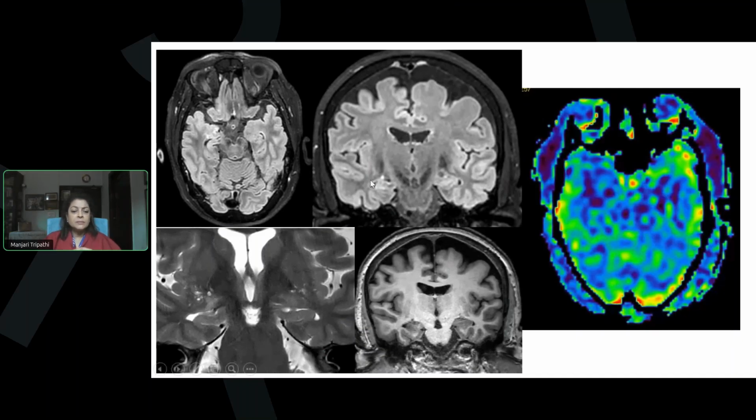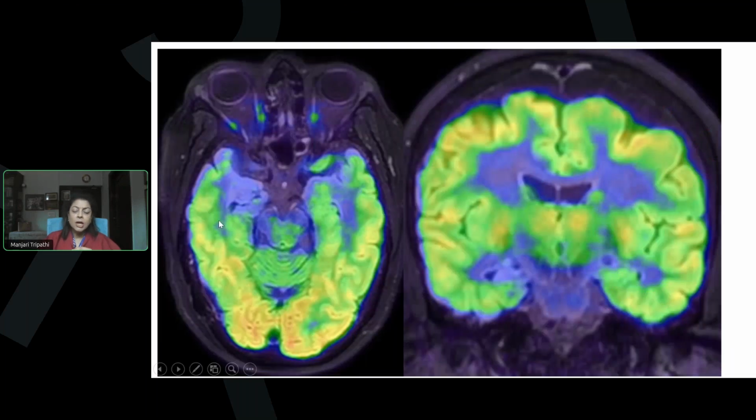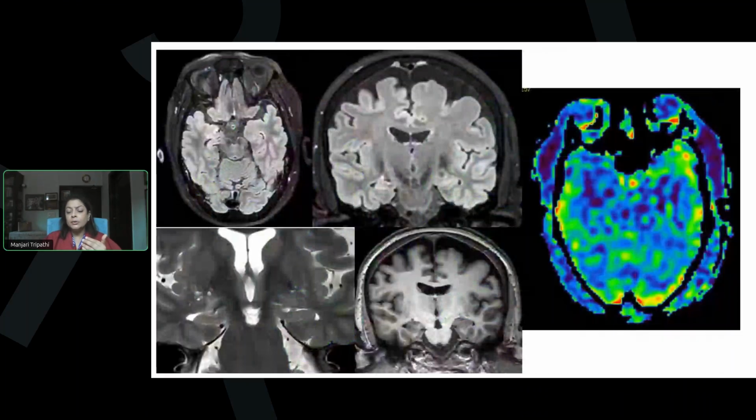But structurally, the hippocampus looks pretty much okay. But when you look at the ASL, there is a hypoperfusion in the left temporal lobe. This is further ratified by the PET MRI fusion. So suppose a center doesn't have a PET system, or the PET is expensive for the patient, a good ASL will give us similar results. So ASL is a good way to go.